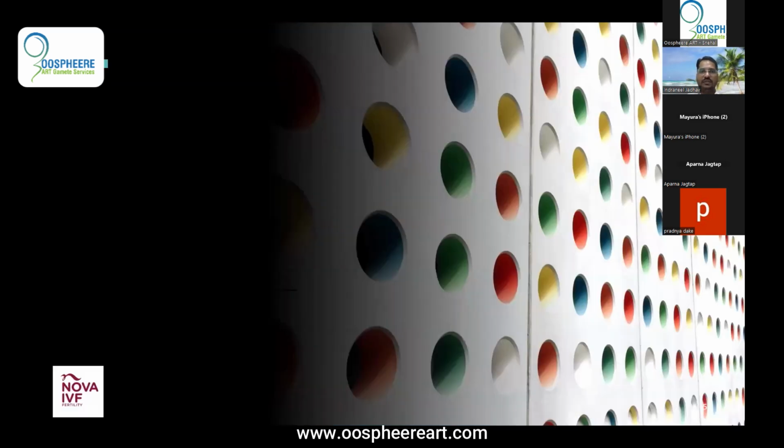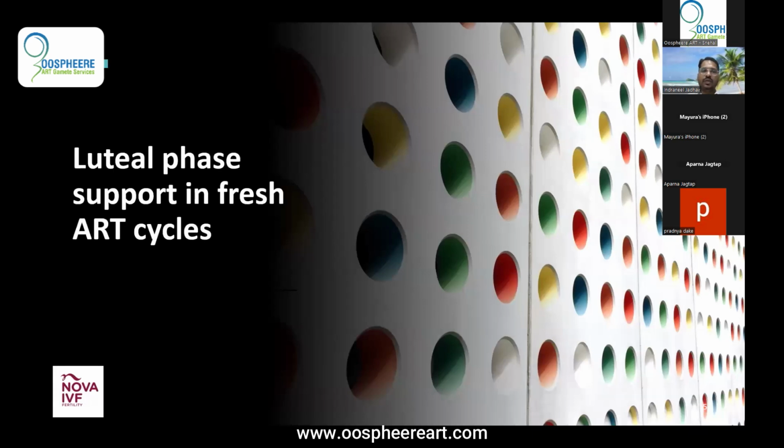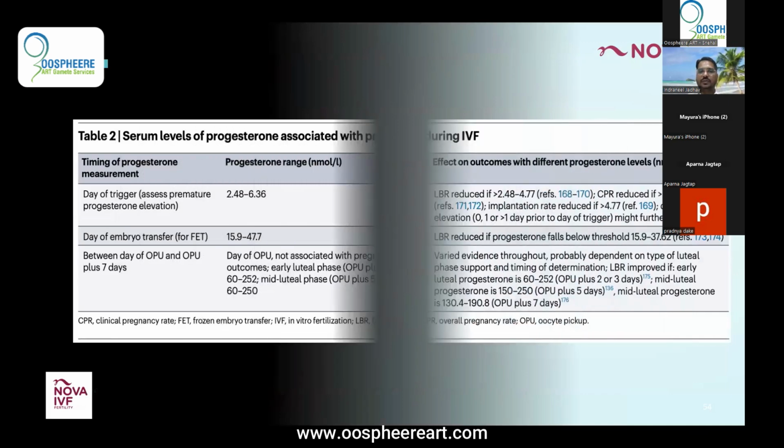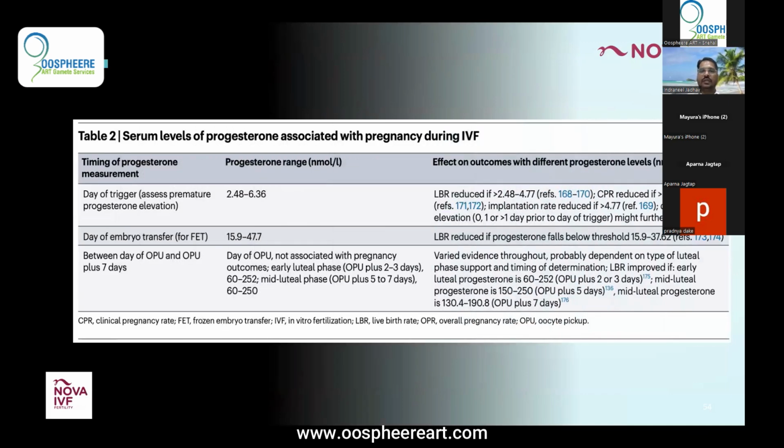So here are some studies. Luteal phase in fresh ART cycles, progesterone levels at different stages during IVF: you can see that live birth rate was reduced if the progesterone levels are less than 4.77, or on the day of embryo transfer live birth rate was reduced if the progesterone levels are less than 15. So minimum progesterone level should be maintained for ongoing pregnancy or live birth rate for better obstetric outcomes.